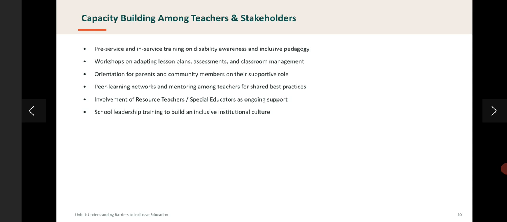So, we do have the capacity building among teachers and stakeholders. In this term, stakeholder typically refers to anyone who is invested in the welfare and success of a school and its students, including administrators, teachers, staff members, students, parents, families, everybody. Even the board members, city councillors, everybody should be included in this.